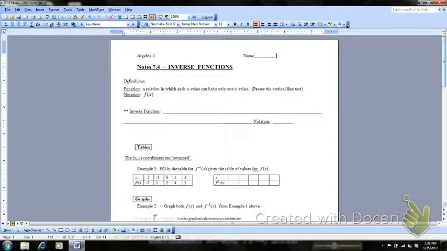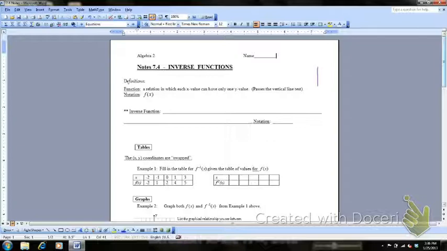Anyway, today I'm going to do notes, hopefully through this video for you, on inverse functions. So let's go ahead and get started. You should all have a copy of the handout and you can follow along as I do the notes with you. So we're going to start with that definition of a function. A function is a relation in which each x value can have only one y value. And graphically that means that it passes the vertical line test.